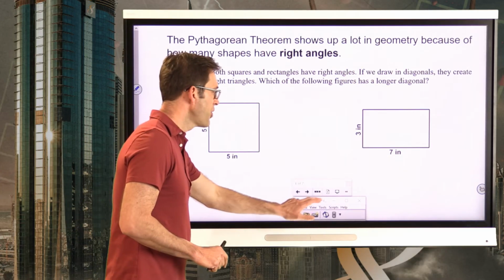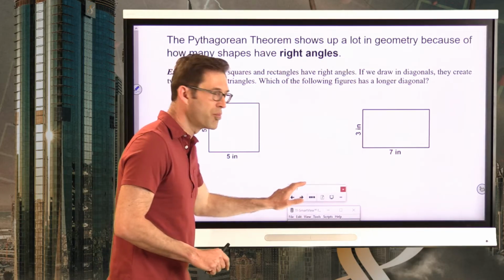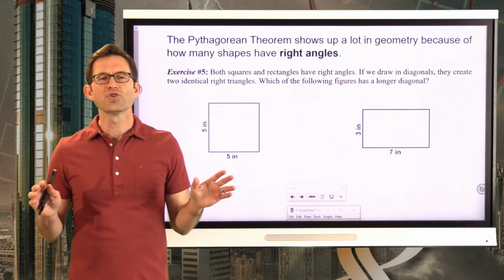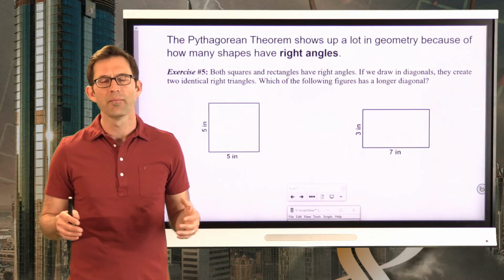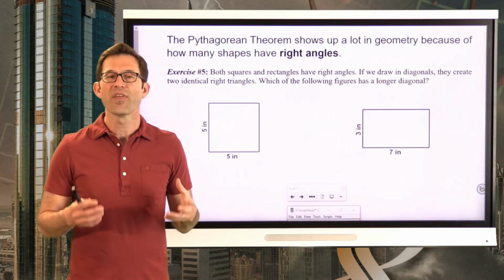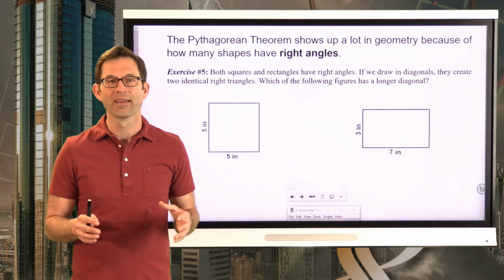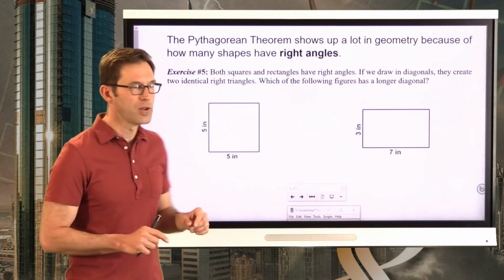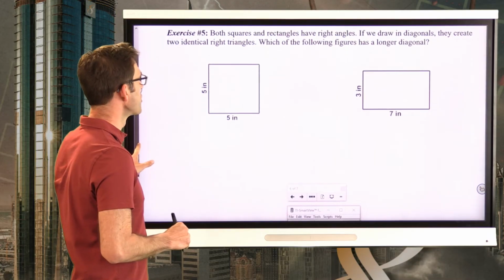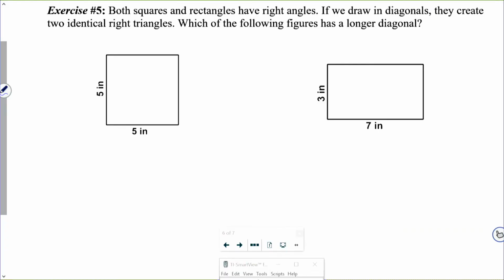Now, the Pythagorean theorem is such an important tool because it shows up in geometry all the time, because there are just so many shapes that have right angles in them. And sometimes it shows up even when you're not expecting it to. So let's take a look as our last problem at number 5. Both squares and rectangles have right angles. If we draw in diagonals, they create two identical right triangles. Which of the following figures has a longer diagonal?